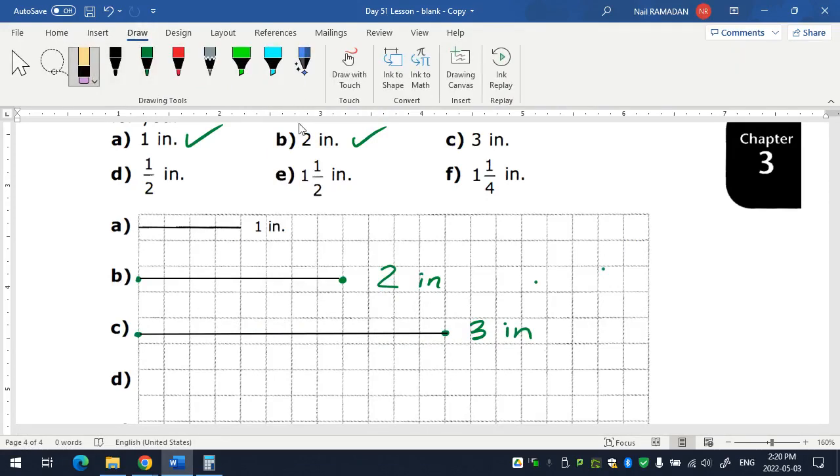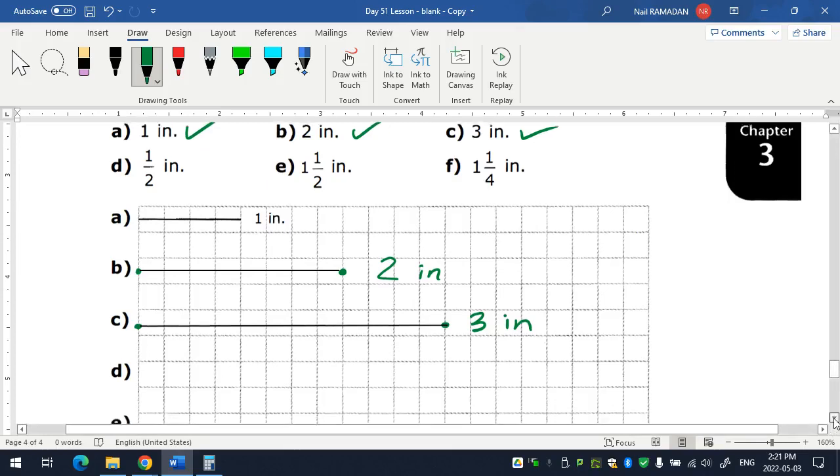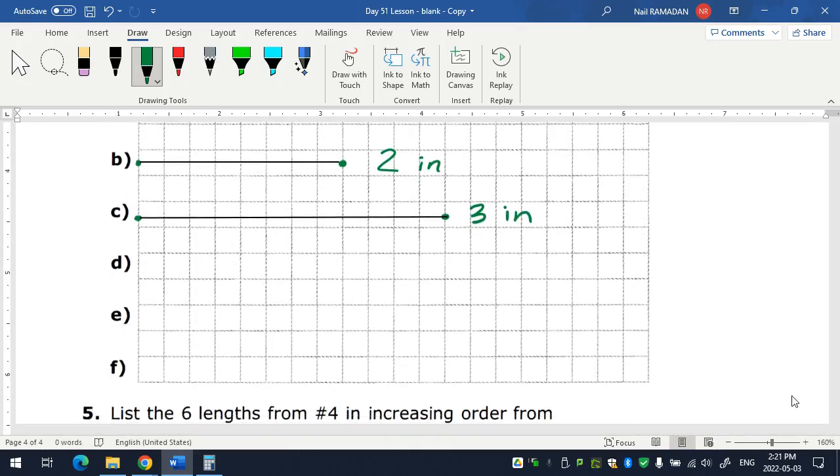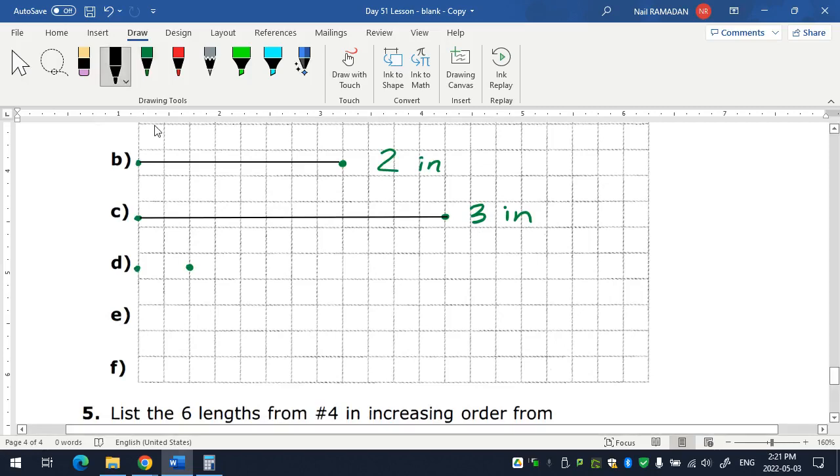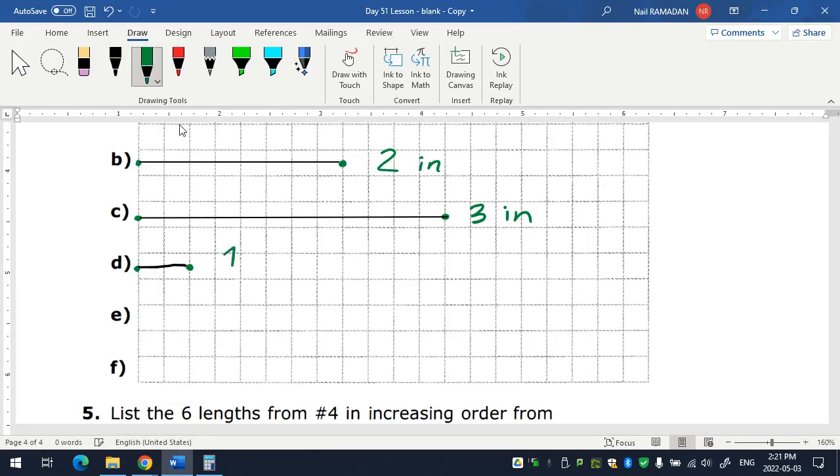Okay. How about everyone? How about half an inch? We said that a full inch is how many squares? So half an inch is only how many? You got it. So everyone, just 2. So that's it. Half an inch.